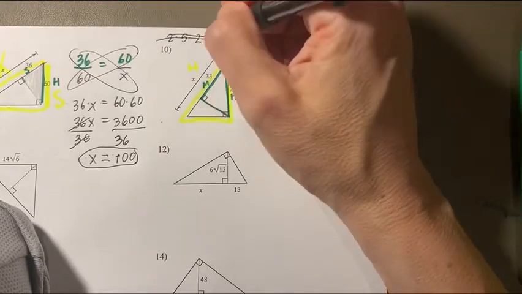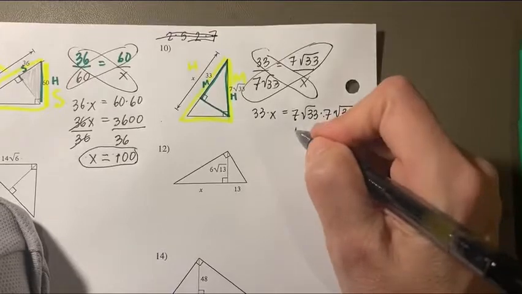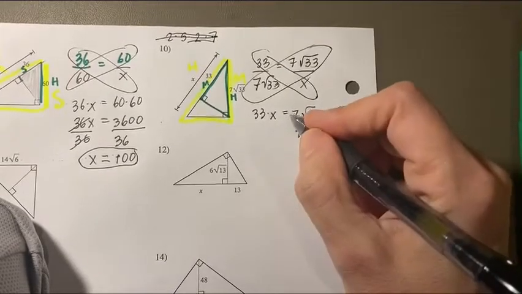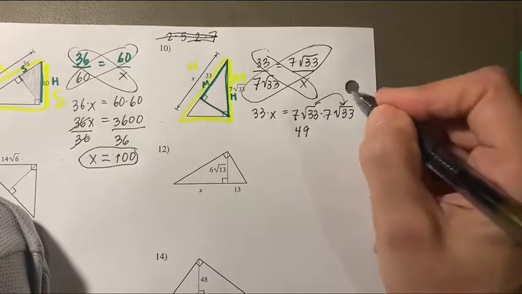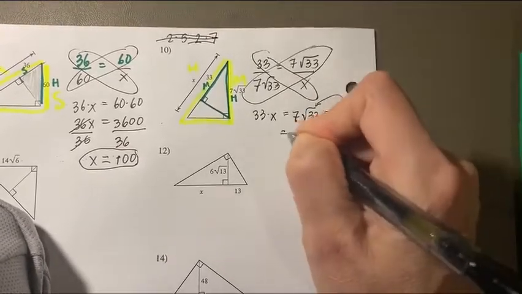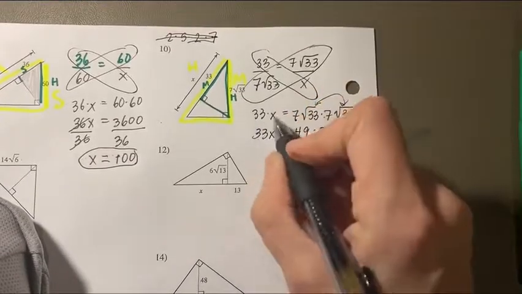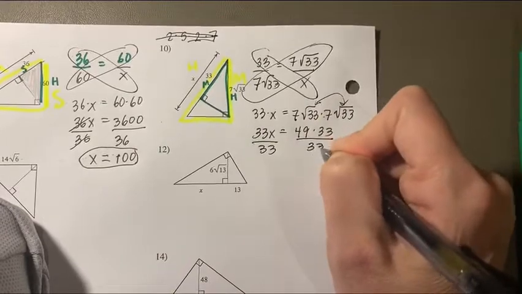That's called a commutative property. So I'm going to move these around. 7 times 7 is 49, right? The square root of 33 times the square root of 33 is just plain old 33. Okay. Now let's copy what's on the left side of the equation and divide 33 by both sides.